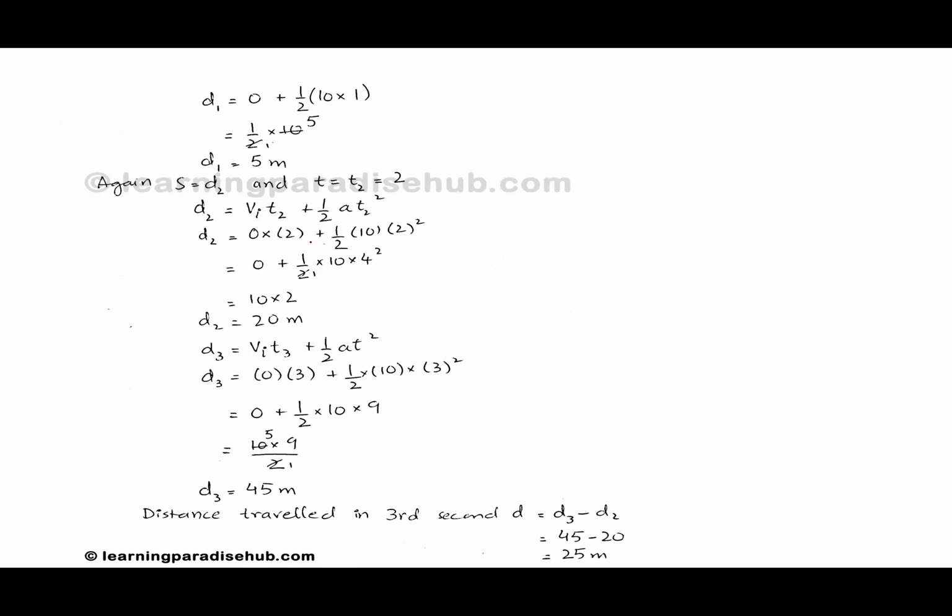Now next, an object is traveling with a constant acceleration of 10 meter per second square. So acceleration is constant, which is 10 meter per second square. So here you will write the acceleration. How much distance will it travel in the third second of its journey?